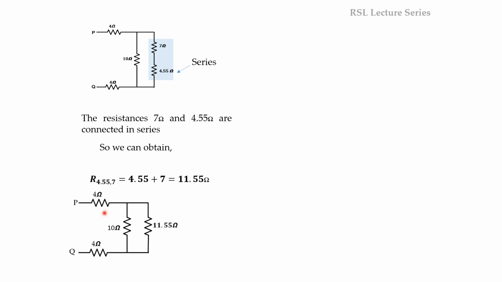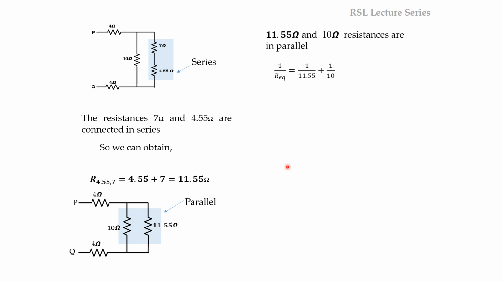4 ohms, 10 ohms and 4 ohms will remain as such. These two resistors are replaced by 11.55. Okay. So now again if you see here, these two are connected in parallel because both the upper ends and lower ends are connected. So these two are parallel. Then we can reduce them into a single equivalent resistance by using this formula.